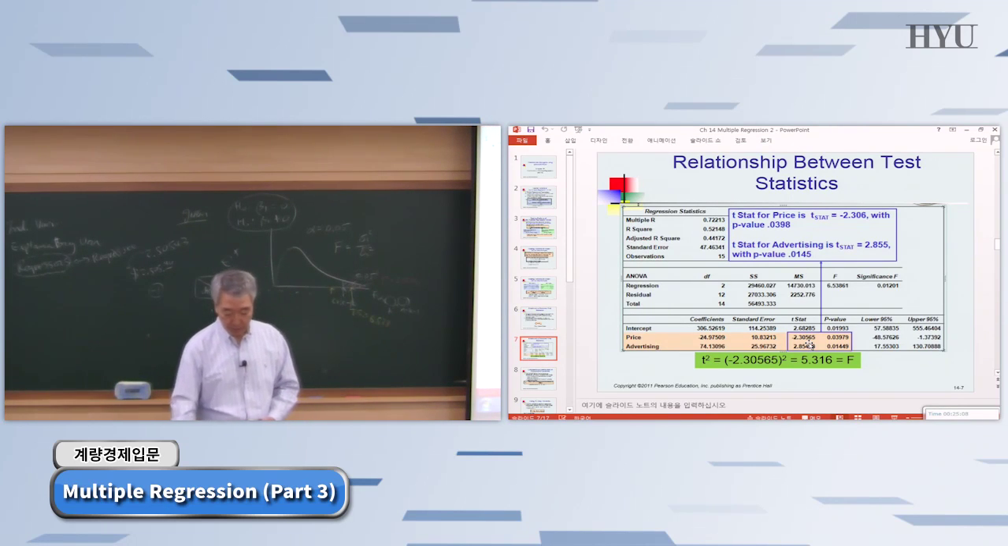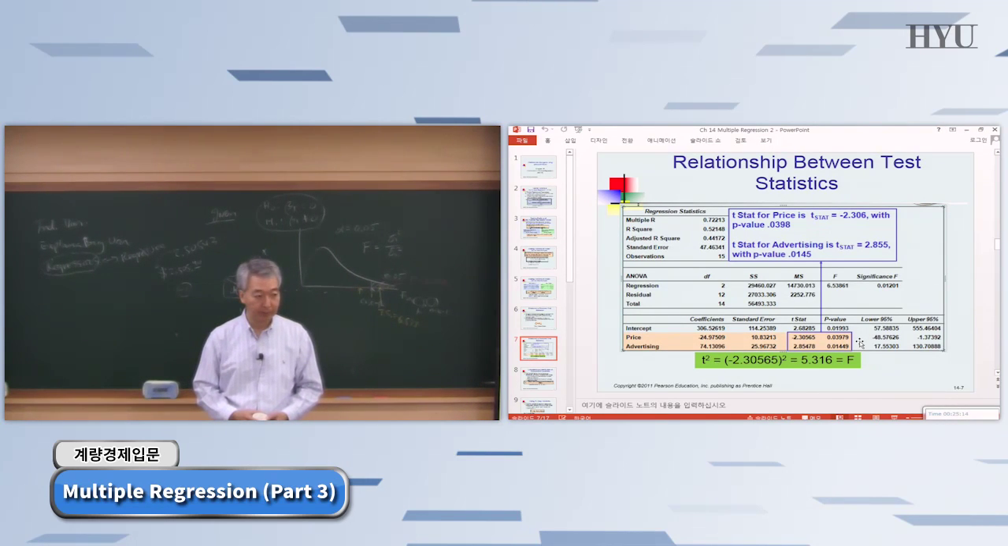And the p-value comes out to be 0.039, so it's about 0.04. So if you use 0.05 as the alpha level in a two-tailed test, what is your conclusion?